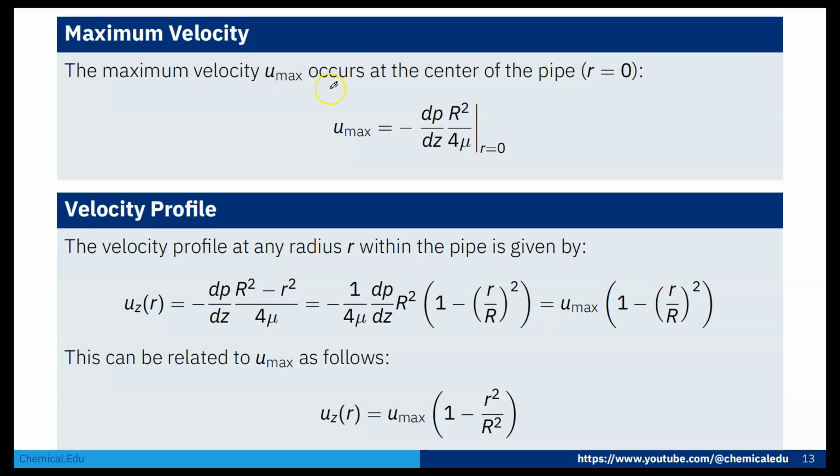Now maximum velocity Umax we got occurs at the center of the pipe, so r is equal to 0, that is Umax is equal to minus dp by dz capital R square by 4 mu. Now the velocity profile we already got in the last video, uz of r is minus 1 by 4 mu dp by dz R square times 1 minus small r by capital R whole square. Now this is nothing but Umax, so we can write Umax 1 minus r by capital R whole square. So ultimately uz of r is nothing but Umax times 1 minus small r square by capital R square.